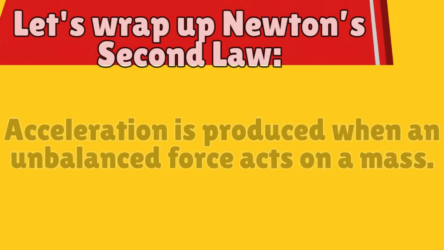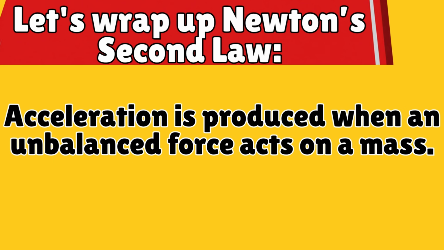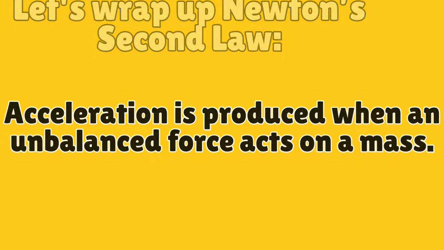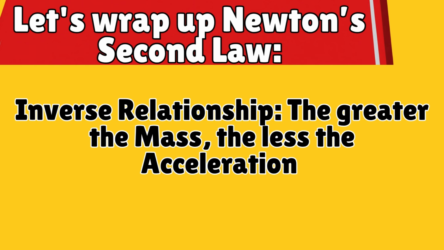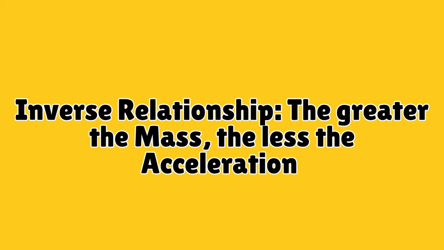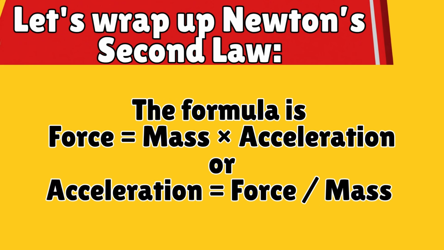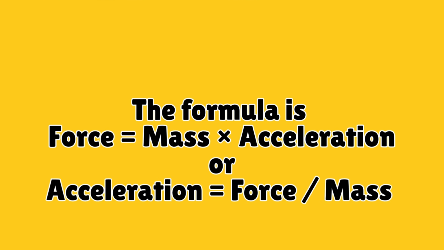Now let's wrap up Newton's second law. First, acceleration is produced when an unbalanced force acts on a mass. Second, direct relationship. The greater the force, the greater the acceleration. Next, inverse relationship. The greater the mass, the less the acceleration. Next, the formula that we should all be familiar with is force equals mass times acceleration, or acceleration equals force over mass.